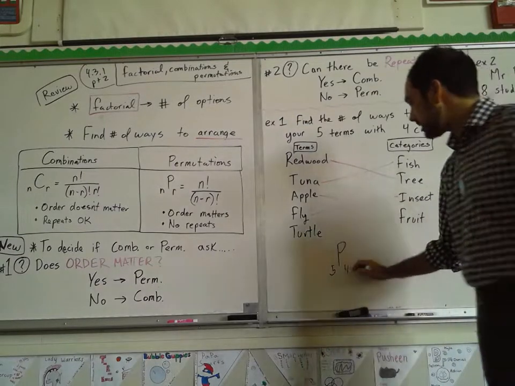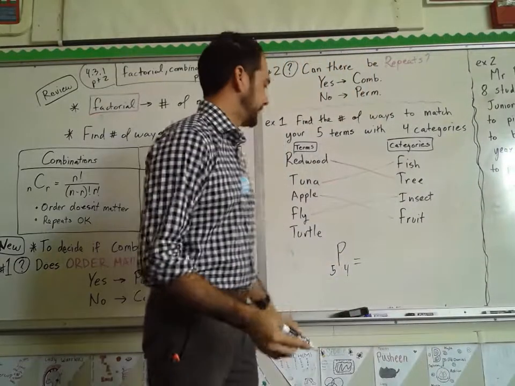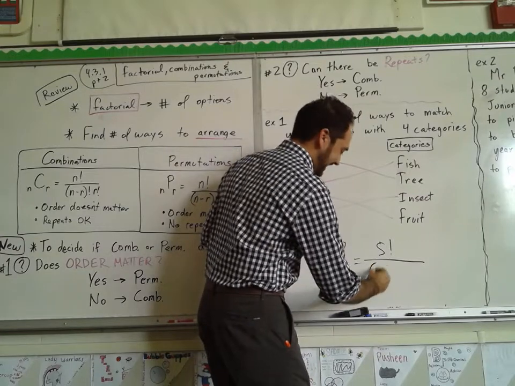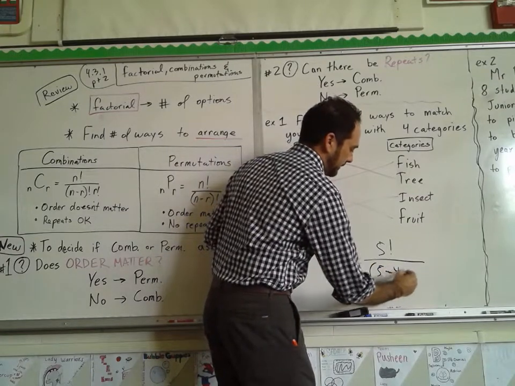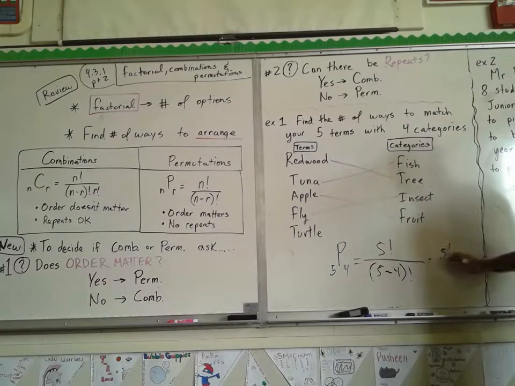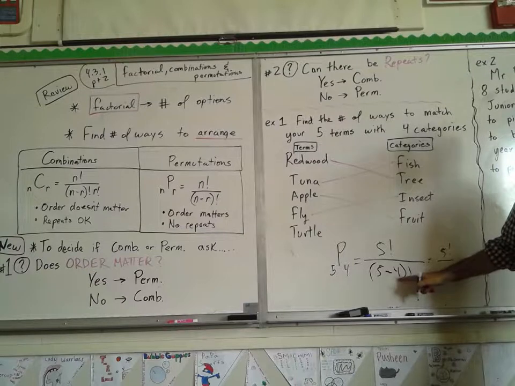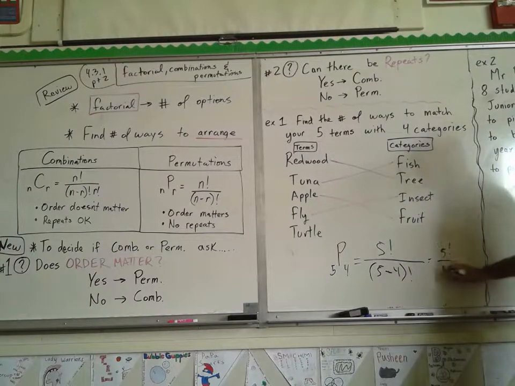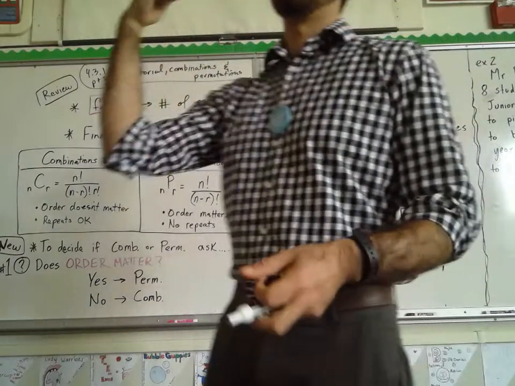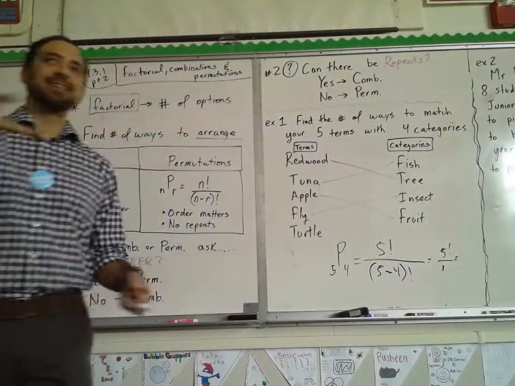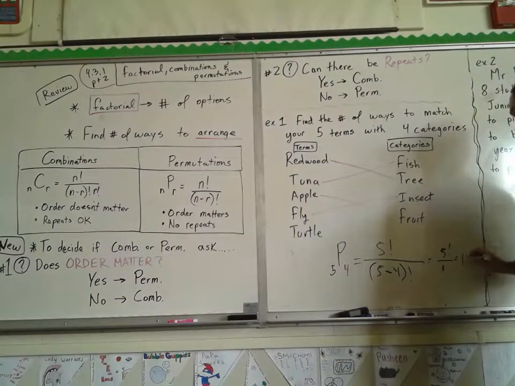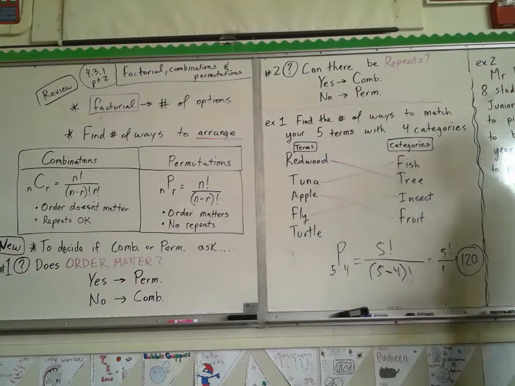So let's set it up. 5 factorial over 5 minus 4 factorial. So what do we end up with? 5 factorial over 1 factorial. 1 factorial is 1. So it's 5 factorial. What is that? 5 times 4 is 20, times 3 is 60, times 2 is 120, times 1. Done. There's 120 ways to arrange that.